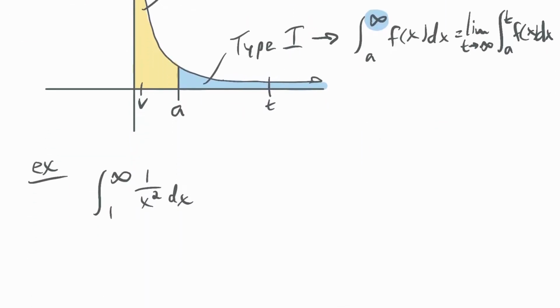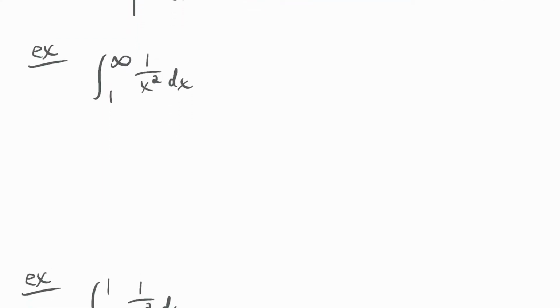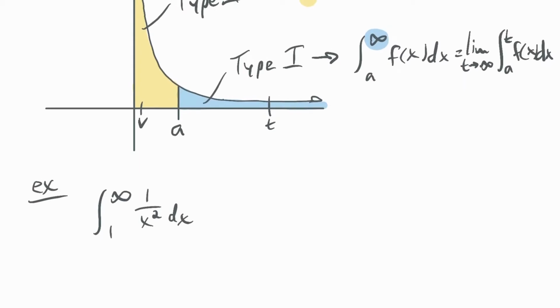Okay, so let's go look at our first example. I'm not always going to draw these out. Sometimes I will, sometimes I won't. It depends. So for this one, I'm not going to bother drawing anything. This is a type 1 example, right? We're going out to infinity, that's type 1.